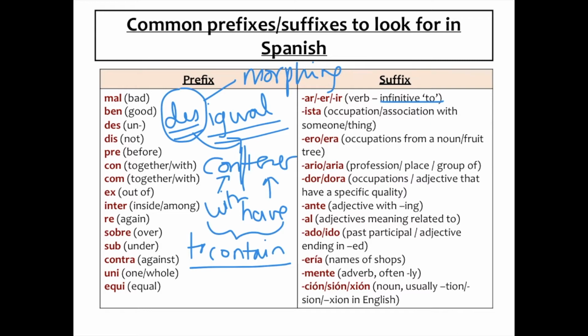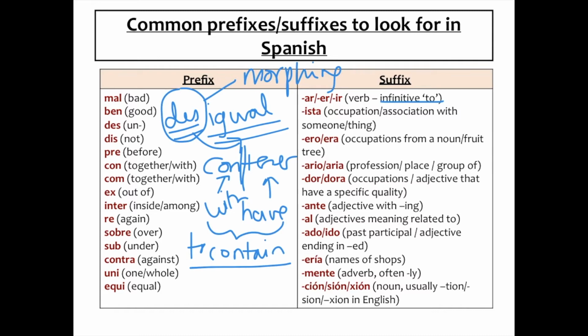Ario, aria often indicate profession, and they can also indicate a place. So a good example of ario and aria is secretario, a secretary. But then you've also got armario, or the place where you put your clothes, the wardrobe. Dor and dora are occupations, and they can also be adjectives that have a specific quality. So I'll give you an example of one of those adjectives, habladora. Ella es muy habladora. She's really, really talkative. That's a quality. Ante often indicates an adjective with ing, such as agonizante, the agonizing.